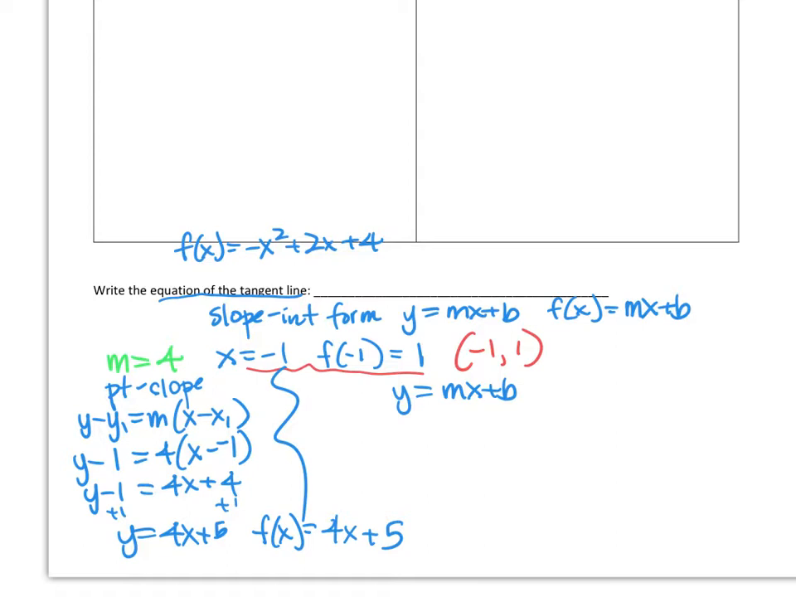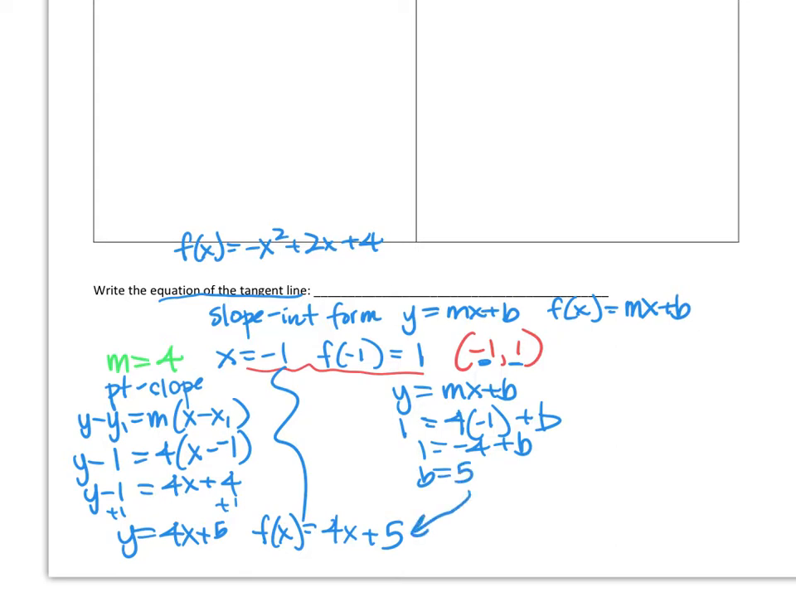The other way to do it, which is kind of the way of finding the b value that I like to do. So what is the y? 1. What was the slope? 4. What is the x value? -1. We are figuring out b. 1 equals -4 plus b. Add that 4 over. b is equal to 5.